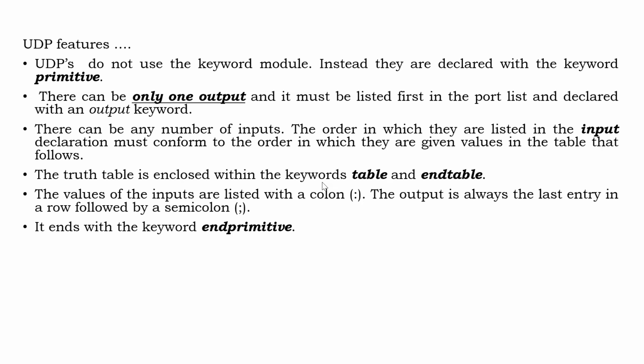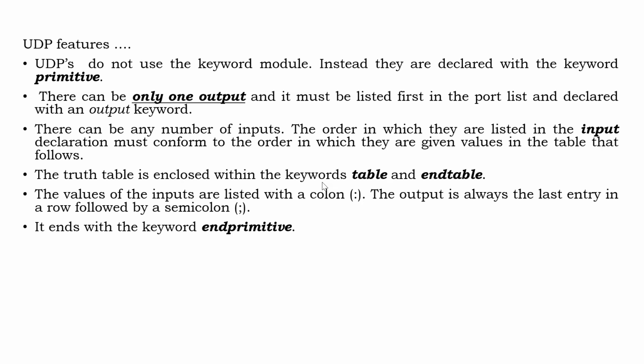There can be only one output, and it must be listed first in the port list and declared with the output keyword. If you see all system primitives, not, and, or, XOR, XNOR, NAND, NOR, irrespective of the number of inputs, the output is always single. Like here also, in UDP also, only one output.